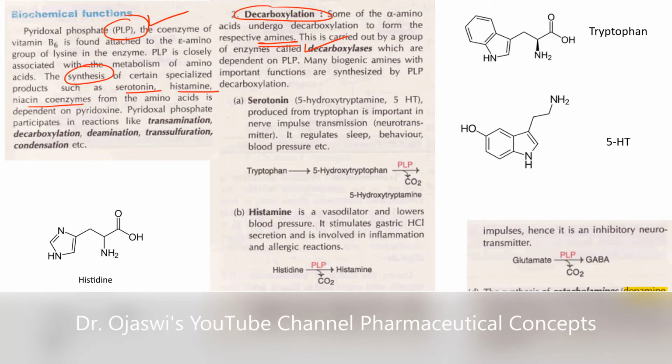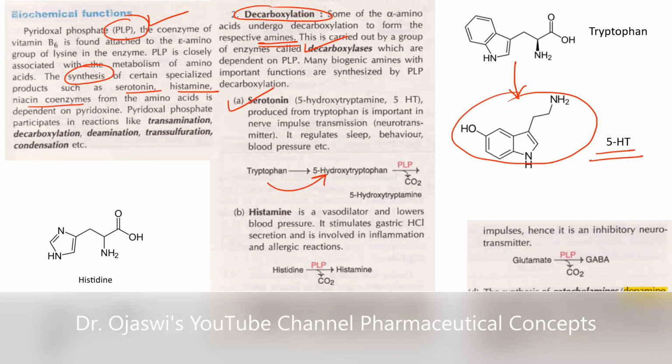Now one such important biogenic amine is serotonin, that is 5-hydroxytryptamine. Now this is the structure of 5-hydroxytryptamine. Okay, this is produced from tryptophan and is important in nerve impulse transmission, that is it acts as a neurotransmitter, and it regulates sleep behavior, blood pressure, etc.